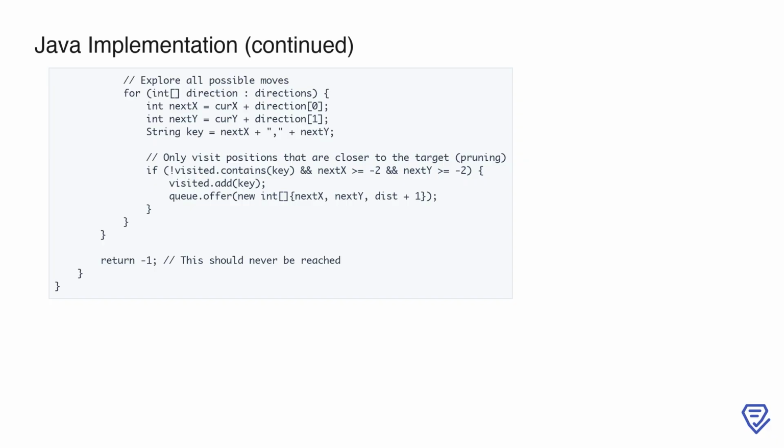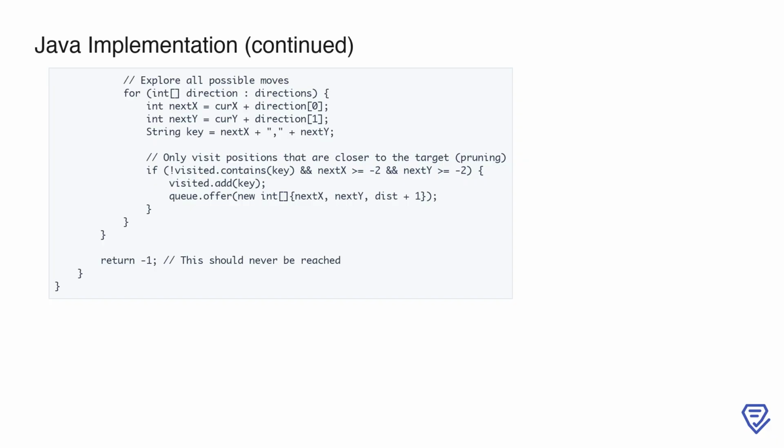If the position is valid, we mark it as visited and add it to the queue along with the updated distance. The BFS continues until the queue is empty, but since we're guaranteed to find the target within a finite number of moves, we should never reach the fallback return statement of -1. This ensures an efficient and accurate implementation of the solution to determine the minimum number of knight moves required to reach the target coordinates.